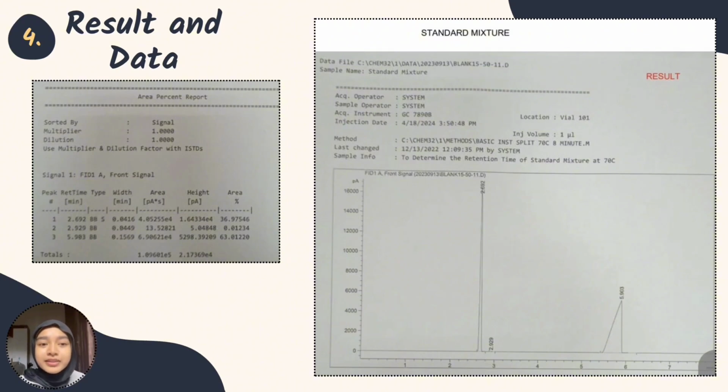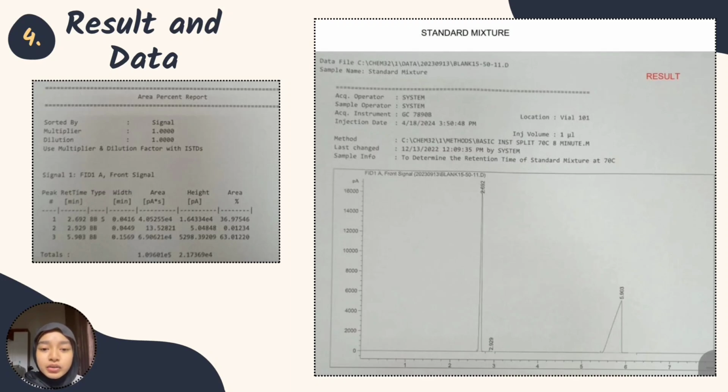For the third graph, the gas chromatogram of the standard mixture shows three distinct peaks at retention times of 2.692 minutes, 2.929 minutes and 5.903 minutes, confirming that the mixture contained three different compounds. Each peak represents a compound that was separated as it passed through the GC column. Based on the area percent report, the peak at 5.903 minutes has the largest area, at 63.01%, indicating that this compound is the major component of the mixture.